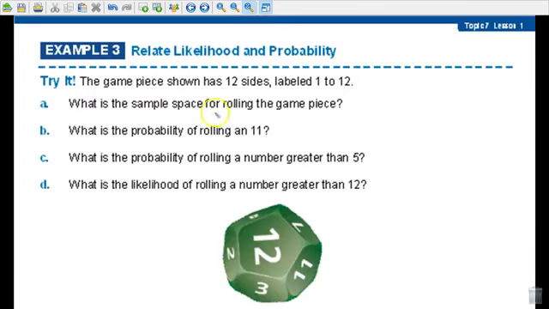Try it. Example 3, try it. Relate likelihood and probability. The game piece shown has 12 sides labeled 1 to 12. Okay? A. What is the sample space for rolling the game piece? Well, S equals, little bracket, 1, 2, 3, 4, 5, 6, 7, 8, 9, 10, 11, 12, and then the closing bracket.